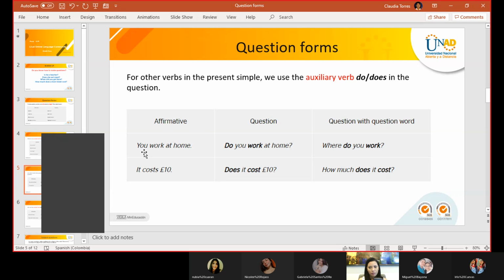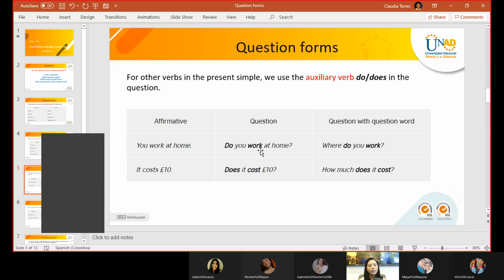So let's look at the affirmative form. You work at home, right? This is the affirmative form. So we have the pronoun you. The verb is work, and the complement at home. Now for the question, we have do at the beginning, right? And then we have you. So here the auxiliary verb goes before the subject, do you, and then we have the verb.